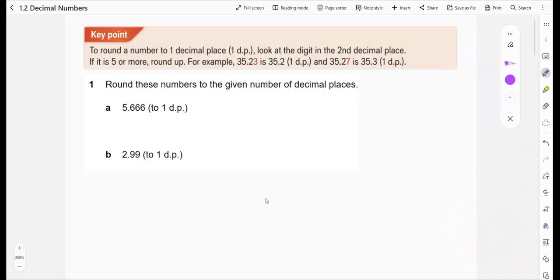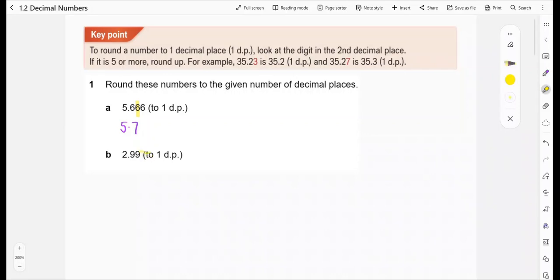Okay, so when we're looking at rounding numbers, we'll first look at rounding a number to one decimal place. In order to round a number to one decimal place, we actually look at the second decimal place. So in this first one, 5.666, if I look at my second decimal place, I have 6. And the rule is, if that number is 5 or more, we round that number up, which means that we will round that first decimal place up to a 7.